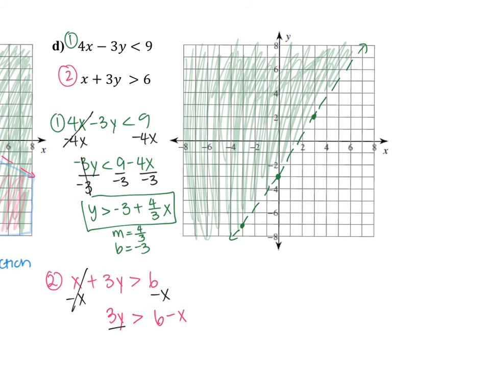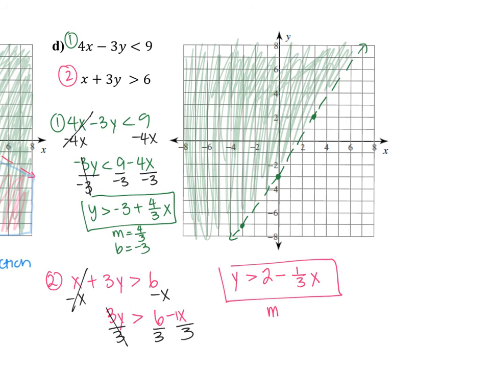So if I divide by 3, this is a positive 3 I'm dividing by, so I don't need to worry about the signs. I don't need to switch the signs. The y comes down. I'm going to write it over here. And it's greater than, let's see, 6 divided by 3 is 2, minus, there's a 1 in front of the x, so 1 divided by 3, or 1 over 3x. And then this here is my equation because the y is now by itself.